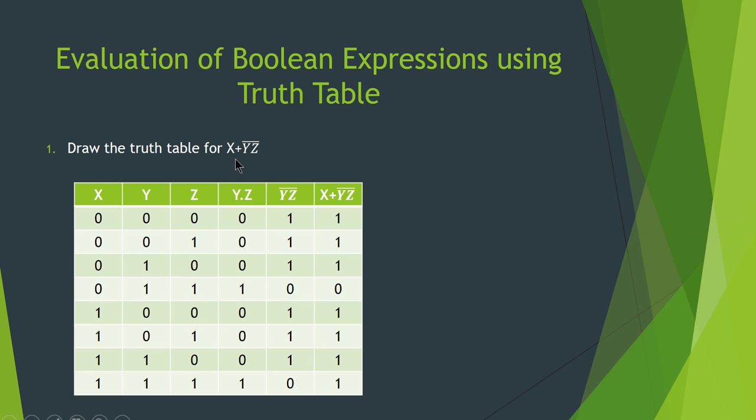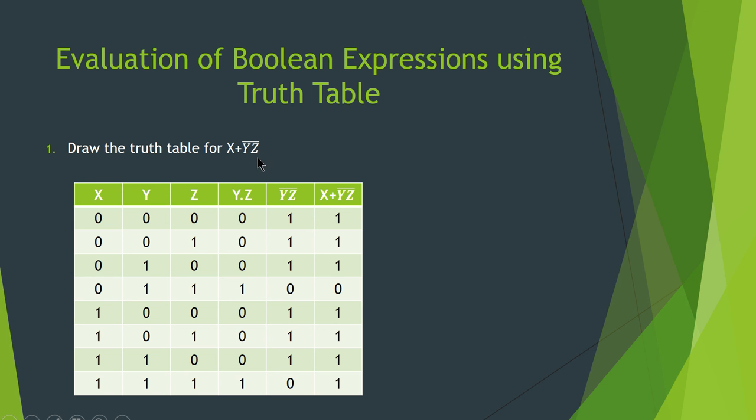So here the expression is x plus yz complement. Plus represents the OR operator; y multiplied by z, there is an AND operator between y and z, and then there is a complement operator. After the multiplication, you have to complement the value, that is, you have to apply the NOT operation. So this is the expression.